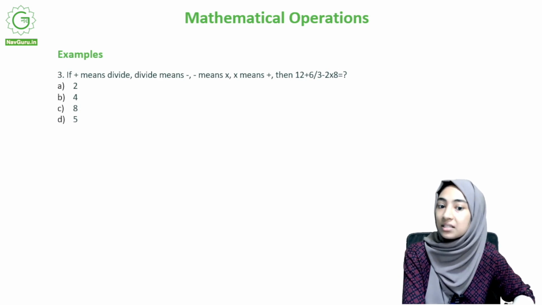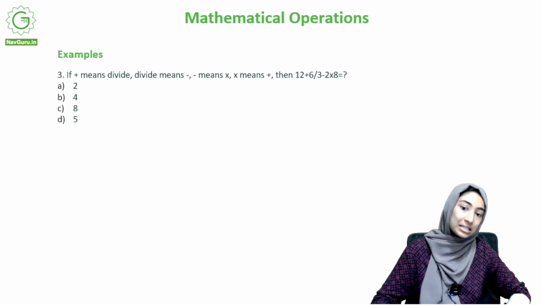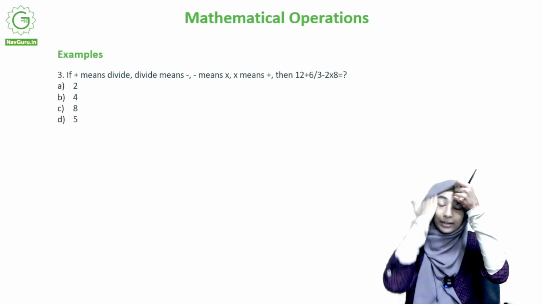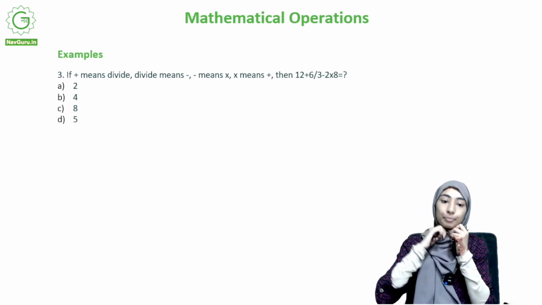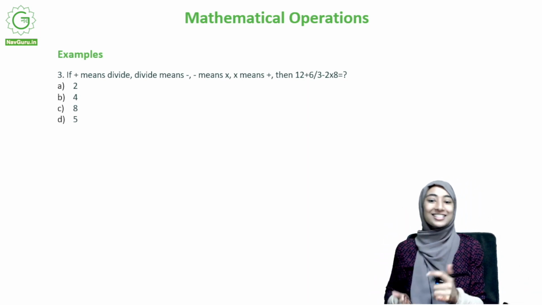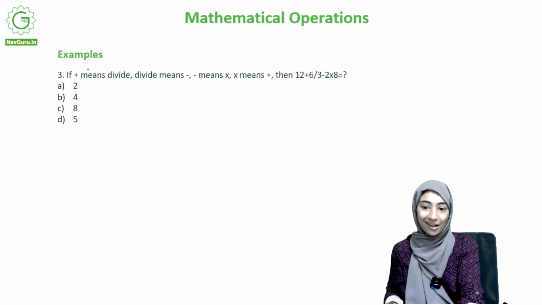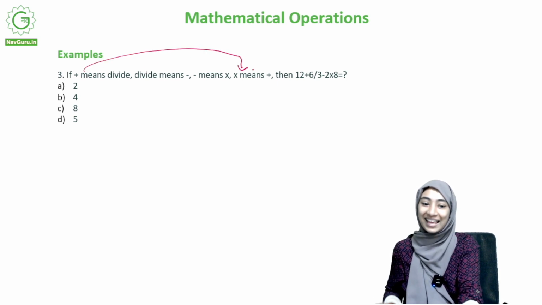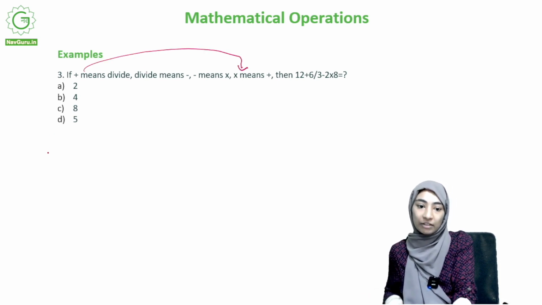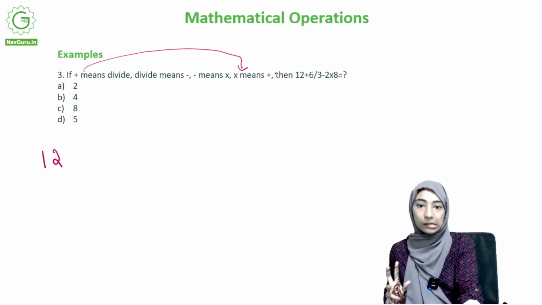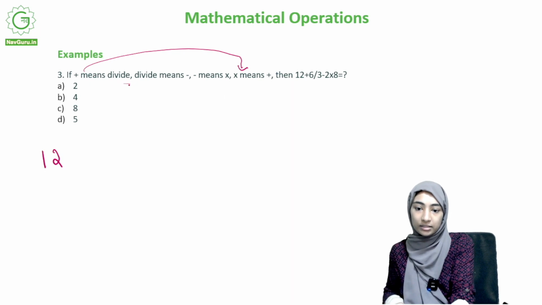If plus means divide, divide means minus, minus means multiply, multiply means plus. So many operations. It's actually come a full round. We started from plus and we have ended at plus. Okay. Anyway, so 12 plus, here just write the equation in terms of the actual operation. So instead of plus, write divide.